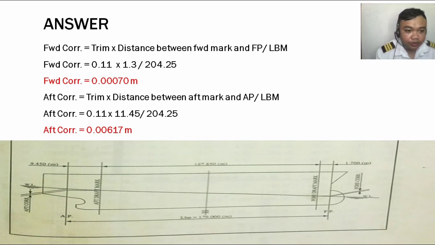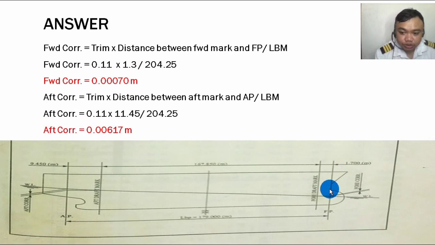And we have here the after correction. So we have the formula: trim times distance between aft mark and after perpendicular, which is 11.45, divided by LBM. So the same LBM, 204.25. So the after correction would be 0.00617 meters.